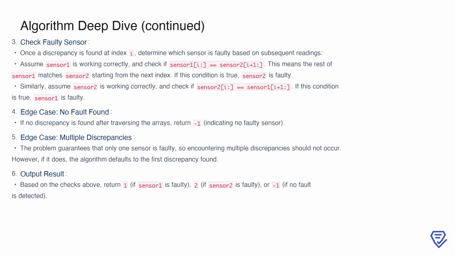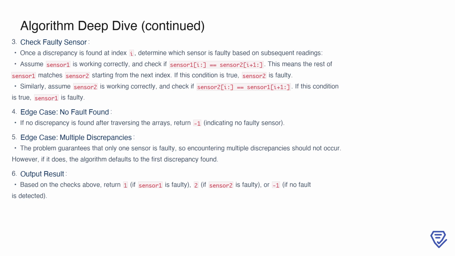After identifying a discrepancy, the next step is to determine which sensor is faulty by analyzing subsequent readings. To do this, we first assume that sensor 1 is functioning correctly. If the remaining readings of sensor 1 from index I onward match the readings of sensor 2 starting from index I plus 1, then we conclude that sensor 2 is faulty. On the other hand, if we assume that sensor 2 is working correctly, we check whether the remaining readings of sensor 2 from index I onward match the readings of sensor 1 starting from index I plus 1. If this condition holds, then sensor 1 is identified as faulty.